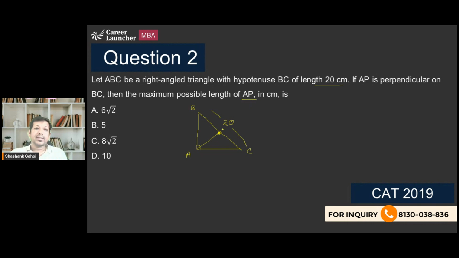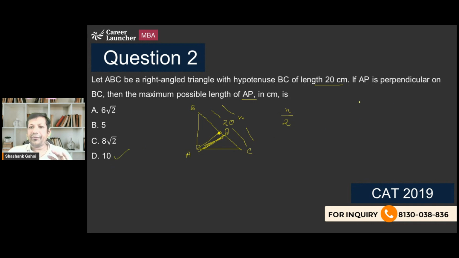So remember this: if the hypotenuse is, let's say, H, the maximum possible length of the perpendicular can never be greater than H by 2. So the length of AP can never be greater than 10, and that's the answer.